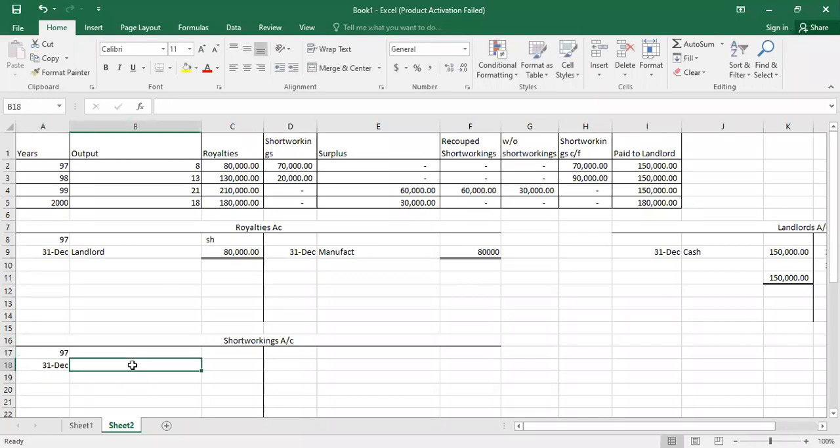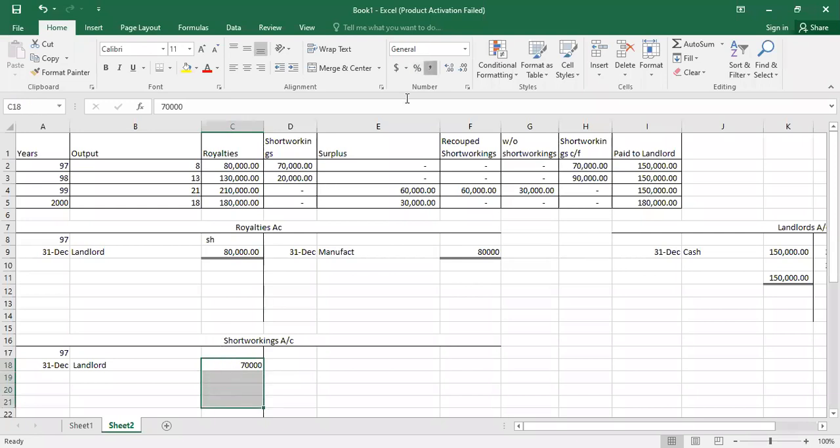So as at the end of the period, my shortcomings that we realized in the landlord's account was 70,000. So I debit the short workings account, landlord, 70,000. Are we there? Yes. So this will be carried forward in the subsequent year, 1998.